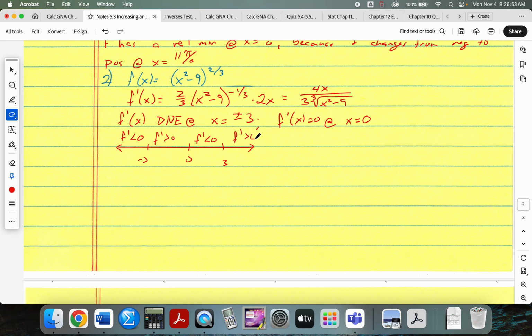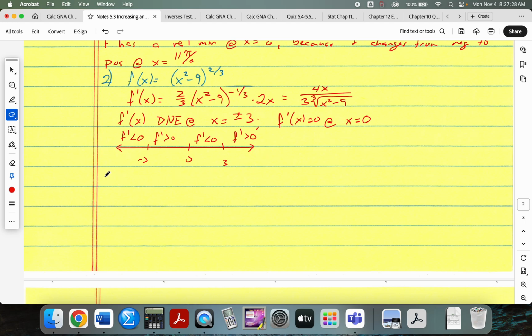Now this alternating behavior doesn't always happen. Students get lulled into that because there's way more functions where it does happen this way than it doesn't. But don't make the mistake of, oh, these always alternate. People think that that's the pattern. A lot of times it does. If it's a polynomial, it usually does, but not always. Like if you have a double root, it doesn't. So we're just telling about relative minimums and relative maximums.